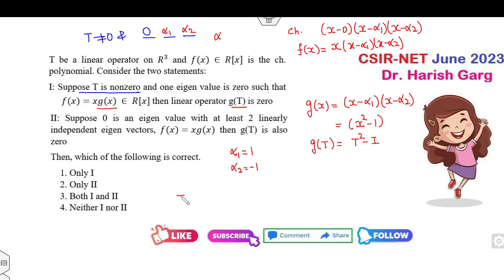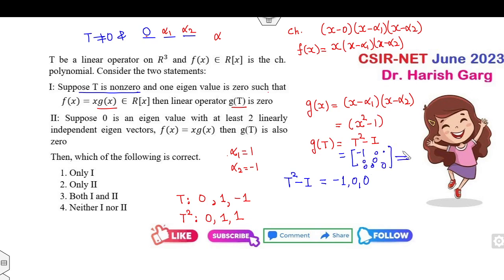Fine. So what are the eigenvalues of T? One eigenvalue is 0, other eigenvalue is 1, third is minus 1. Can you find the eigenvalues of T square? 0, 1, 1. Fine. Now can you find the eigenvalues of T square minus I? It will be minus 1, 0, 0. Fine. So g of T will be like minus 1, 0, 0. Rest values are 0. And is it a 0 matrix? They are not 0. So that statement is false. That means first and third options are cancelled out.